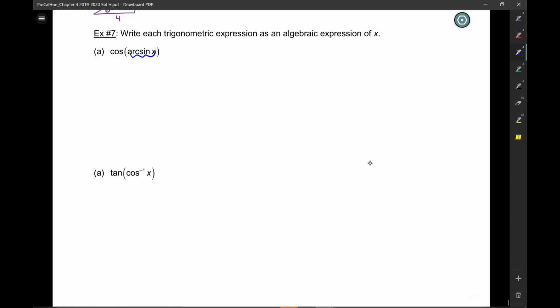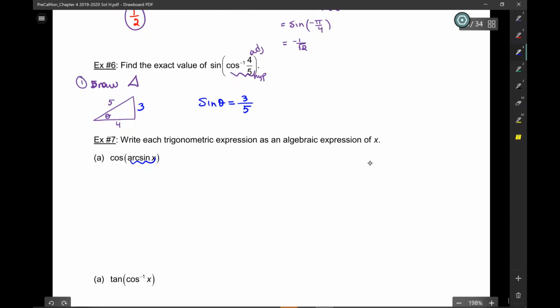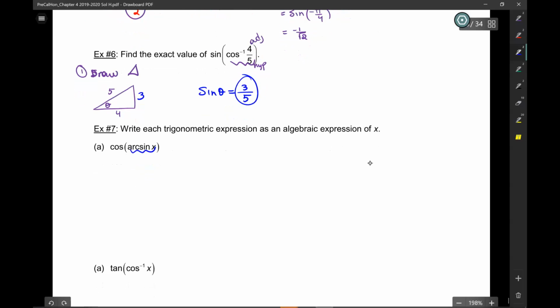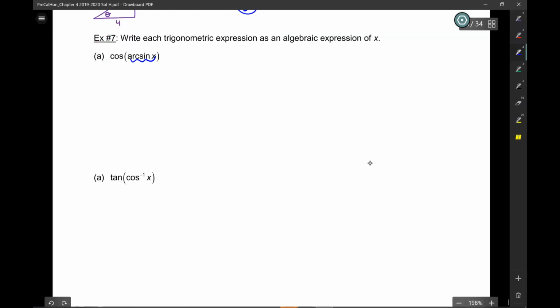I have an angle. That's it, we're done with that one. It's just 3 over 5. The answer is 3 over 5. Now, I have an angle, the sine of which is x. So if that's my angle, the sine, opposite over hypotenuse, is x over 1.